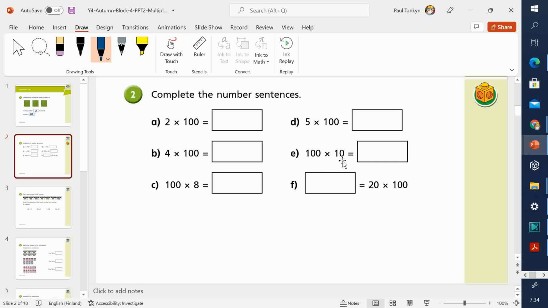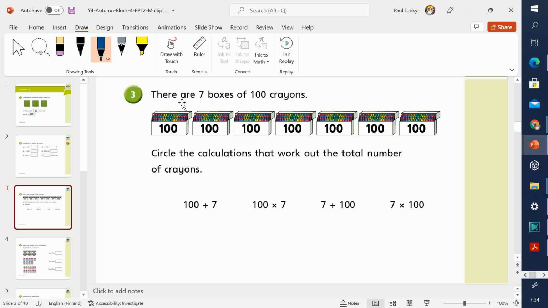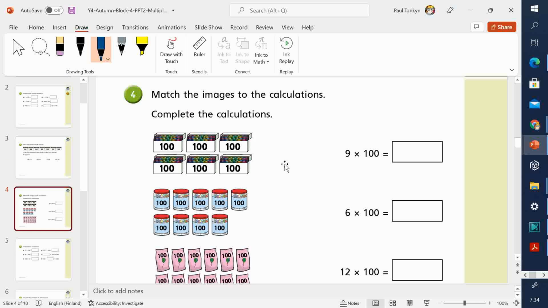You could say 1000, but it's easier to say 1,000. 20 times 1,000? That's right, 2,000. Good, so you know how to do that. There are 7 boxes of 100 crayons. Okay, each of these has 100 crayons. Circle the calculations that work out the total number of crayons. So there's 7 boxes with 100. Which calculation from here is the best one? Eamon, you can give me the answer. 7 times 100. Good.